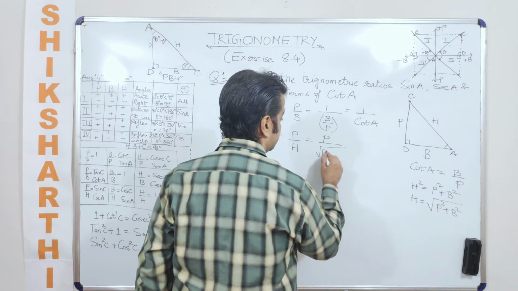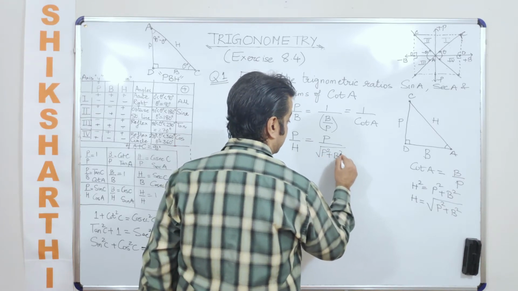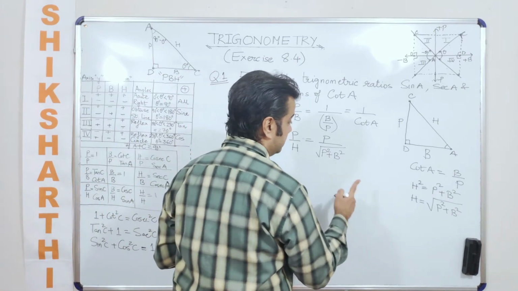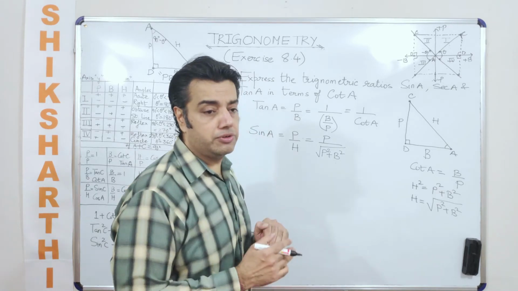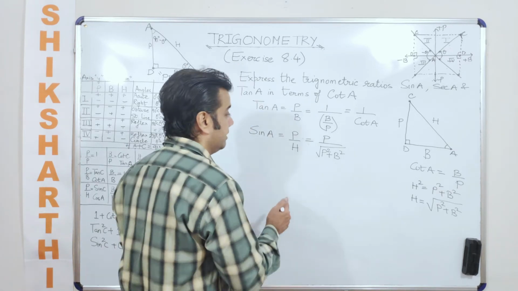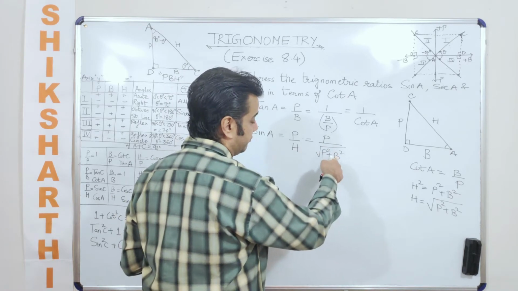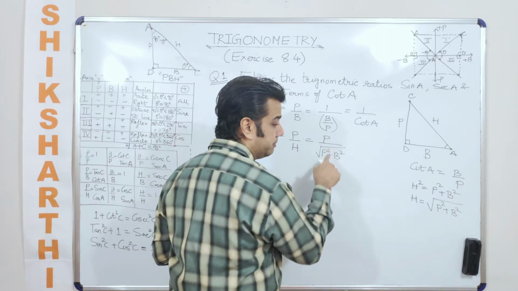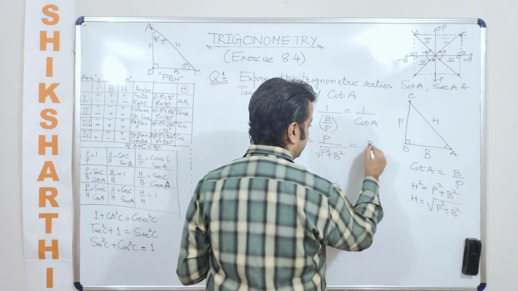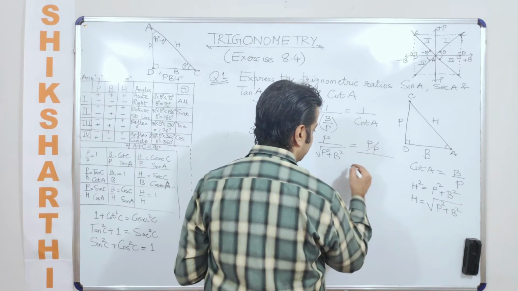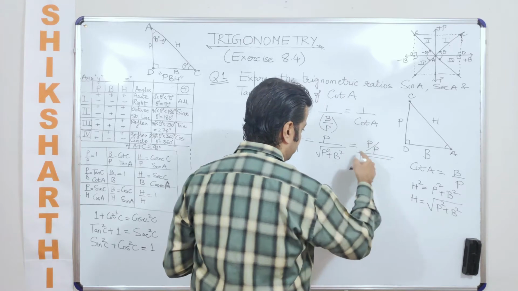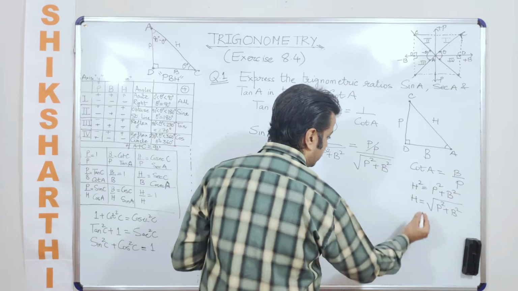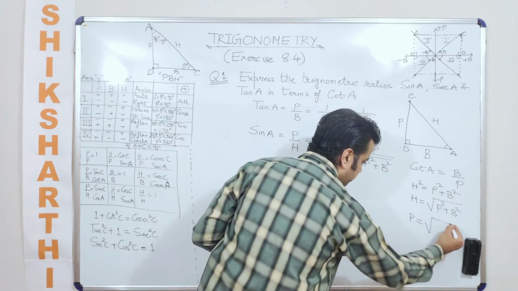So can I write it like this? I can. Once you have done this, now we want what? Since we have to express sin A in terms of cot A, what we are supposed to do here is convert these ratios into B by P. So dividing the numerator and denominator by P. When I divide the denominator by P and put it inside a square root, now we know that P has to be understood as under root of P square.